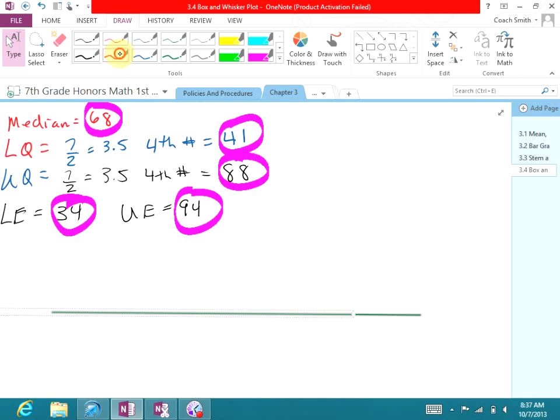All right, now, on our box and whisker plot, we got to have a number line. Okay, here's our number line. I'm going to start right here, and that's 34. Then I'm going to go 36, 38, 40, 42. I'm going by twos, obviously. Hopefully this will be enough. May not be.